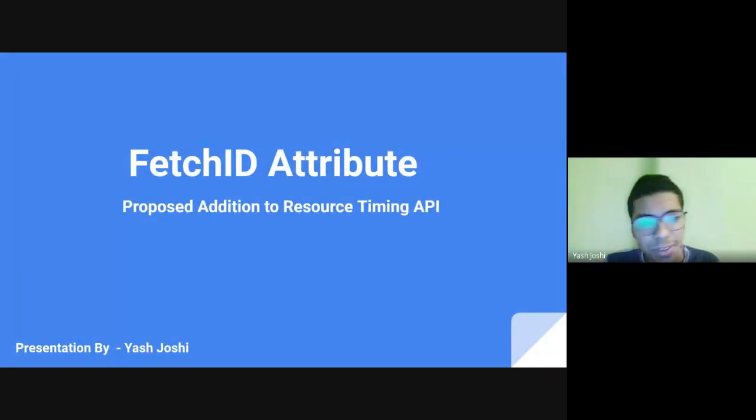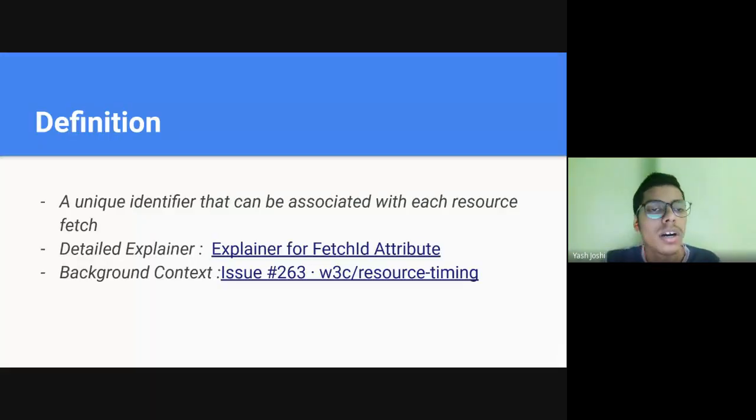Greetings from India. I will be presenting on the fetch ID attribute, which is a proposed addition to the resource timing API. Let's get started with the definition first. Fetch ID is a unique identifier that we aim to associate with each resource fetch and its corresponding resource timing entry. A detailed explainer doc has been attached with the slides for you all to have a look at. We discussed the needs and merits for such an attribute previously in the resource timing repository. Feel free to check out the detailed discussion there.